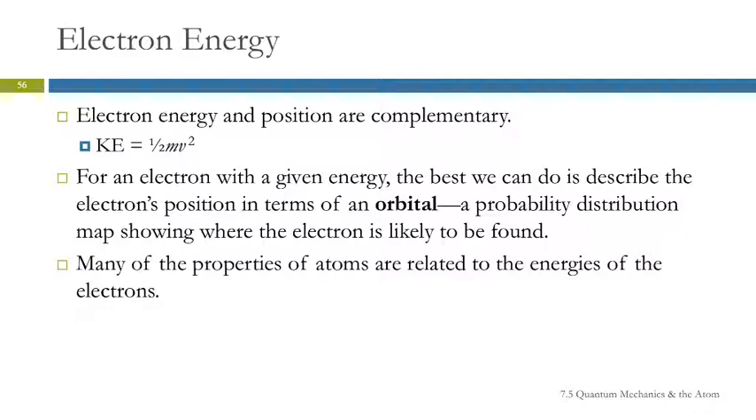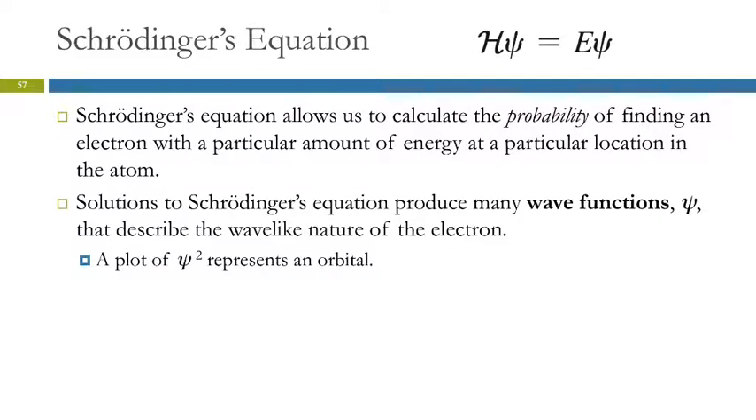Now, the word orbital is similar to the word orbit, but it's not the same thing. An orbit is like the Earth going around the sun. It's a fixed path. It's predictable. It's Newtonian. An orbital is a distribution map showing where the electron is likely to be. It's hard to get your mind around. Many of the properties of atoms are related to the energies of the electrons, and that's why we care about the electrons, at least in general chem.